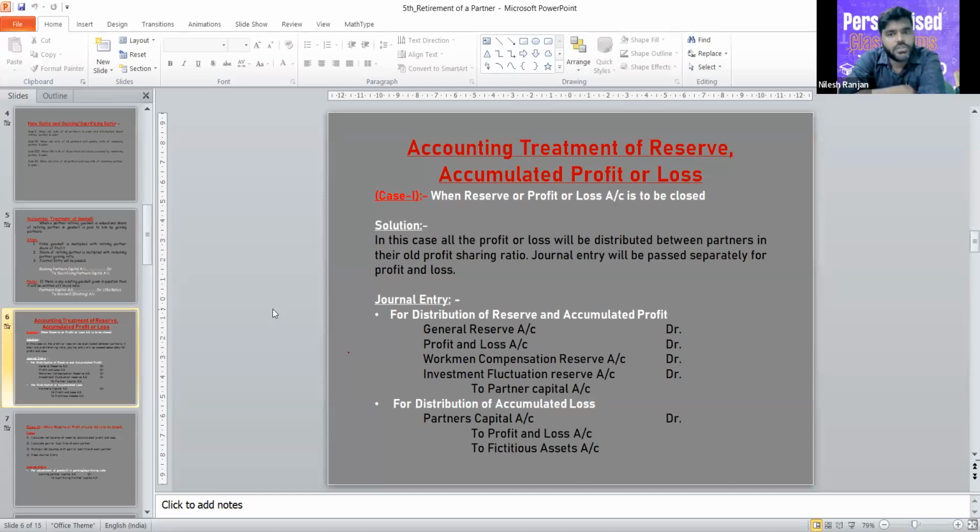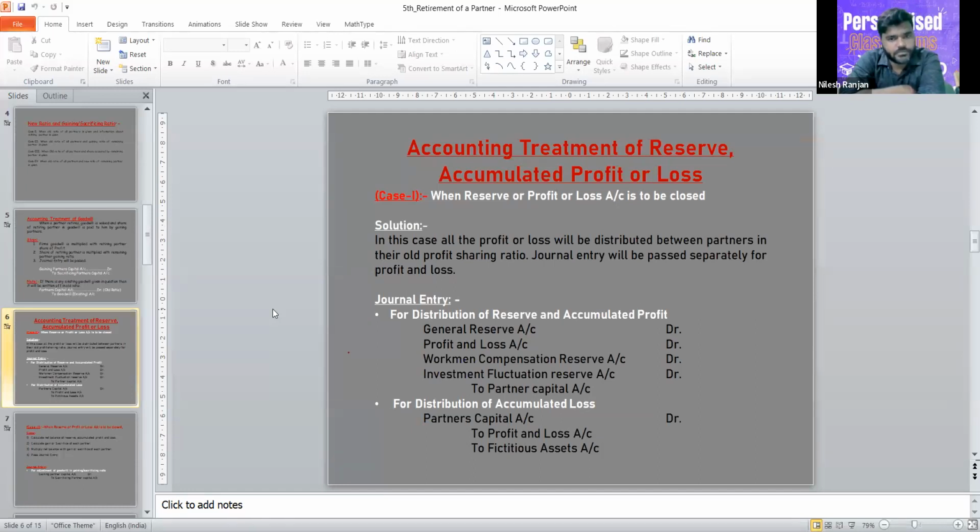Okay, sir. So journal entry is given here. You can see general reserve account debit, profit and loss account debit, workman compensation reserve, investment fluctuation reserve to partners capital. If there is loss given in the question, then the entry will be reversed. So it will be partners capital account debit to profit and loss account, to fictitious assets. Sometimes there is one or two profits given in the question and there is one loss also. So you have to pass two entries in that case. First for distribution of profit, second for distribution of loss.